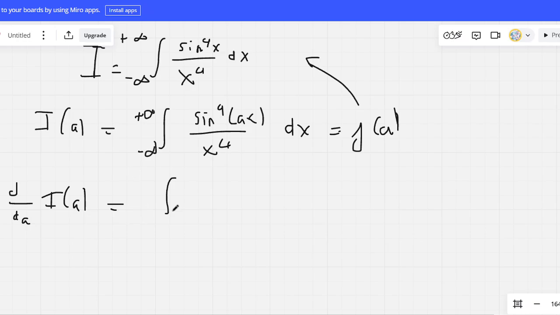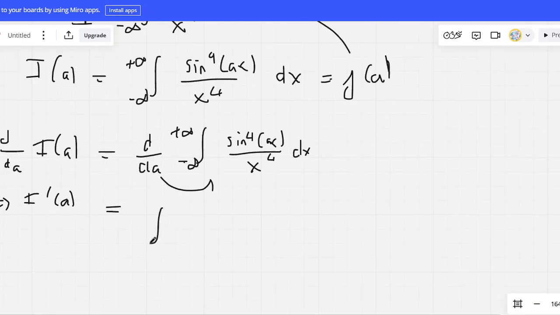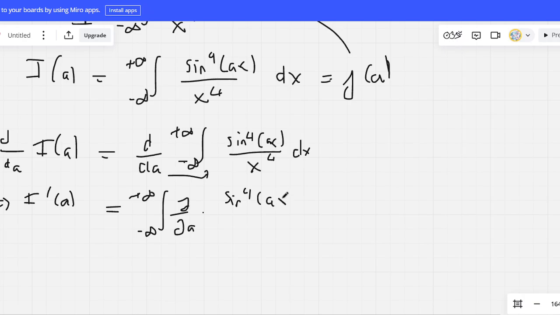So let's bring the derivative inside. Let's do d over da of the integral from minus infinity to positive infinity of sine to the power 4 of ax divided by x to the power 4 dx. This will give us I prime sub a equals, let's bring the function inside, the integral from minus infinity to positive infinity of the partial derivative with respect to a of sine to the power 4 of ax over x to the power 4 dx.